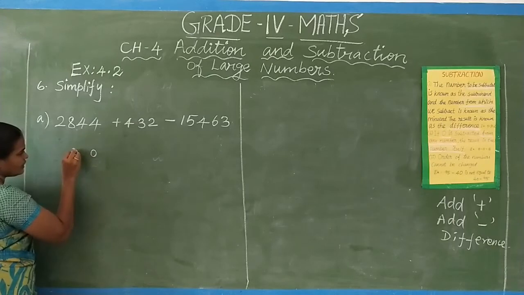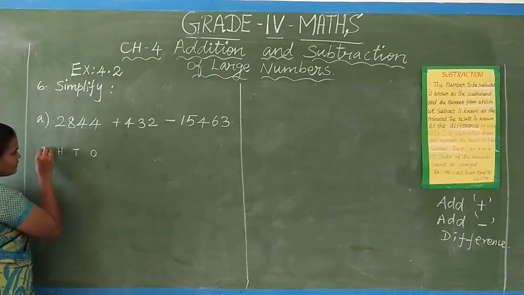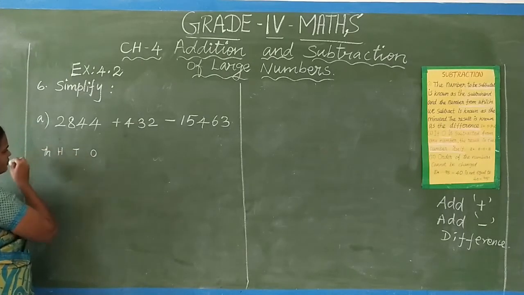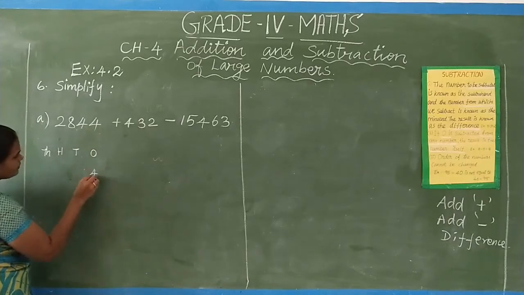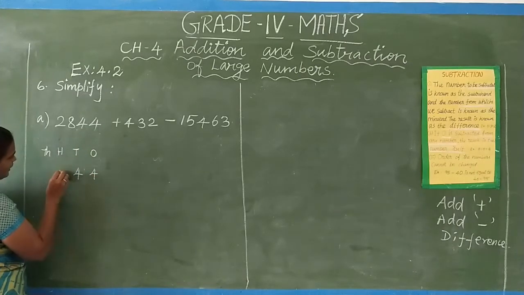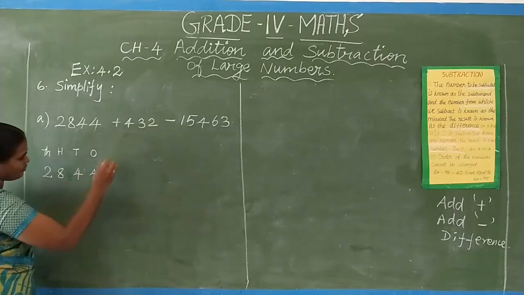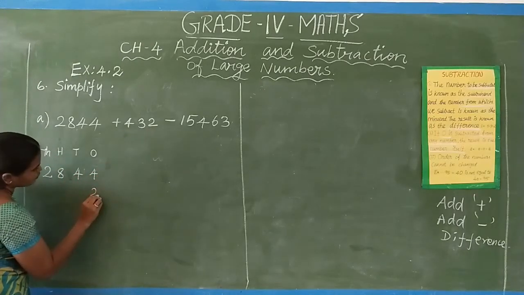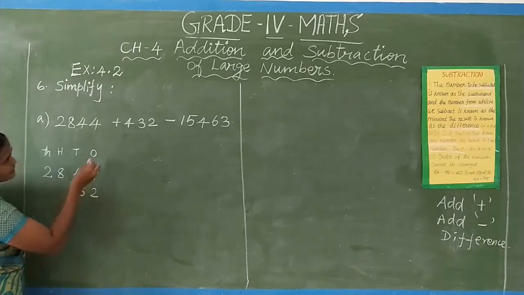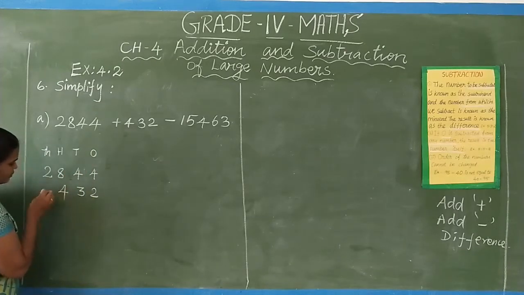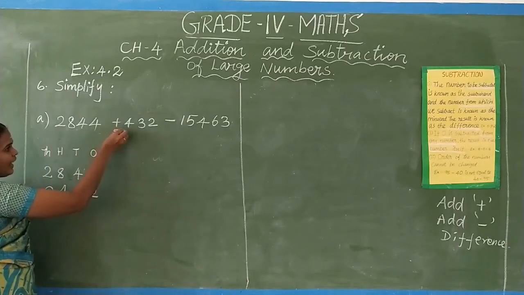Ones, tens, hundreds, thousands. So 8 hundreds, 2 thousands is this second number. How many ones? 2 ones, 3 tens, 4 hundreds. The thousands column is not there, so put 0. So we add these two numbers.